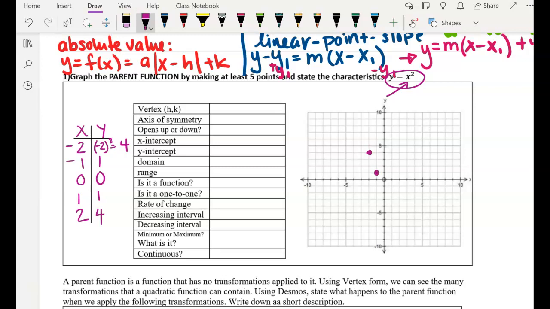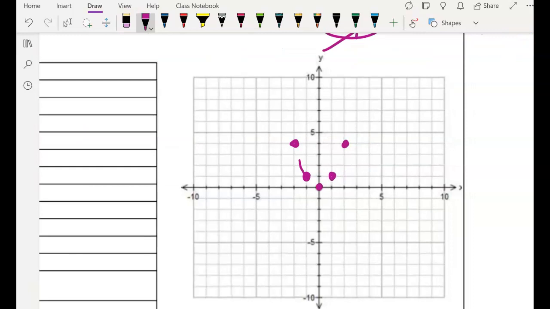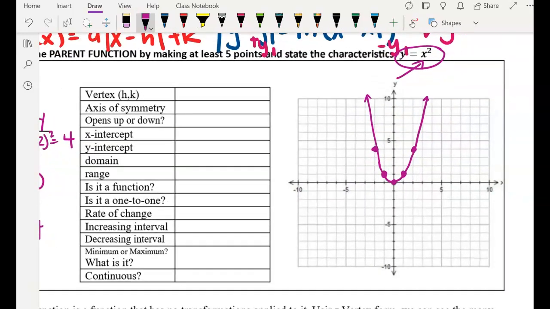Remember, it's supposed to make a U shape, not a V, okay? If it looks like a V, fix it so it looks more like a U. So always round out this vertex here like that, okay? And then go as far as your grid will allow you to go. Sometimes it's okay to go off the grid a little bit to make a better graph.